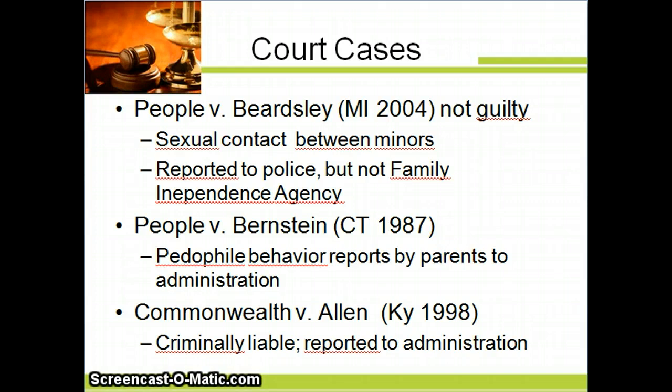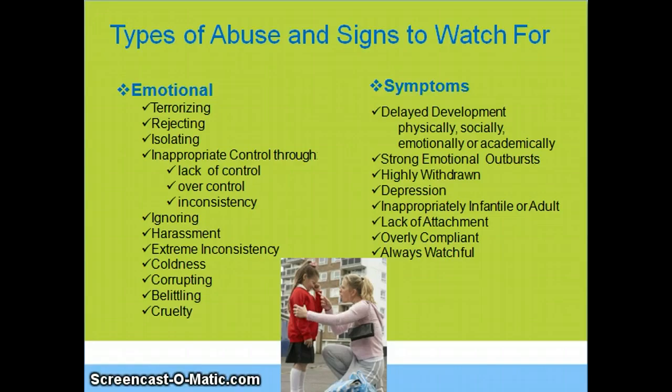The different categories of abuse are emotional, physical, neglect, and sexual. There are different categories, different symptoms to watch for, and emotional is actually the root of all abuse. It includes terrorizing, rejecting, isolating, inappropriate control, ignoring, harassing, extreme inconsistency, coldness to the child, corrupting the child, belittling the child, or just being cruel to the child.